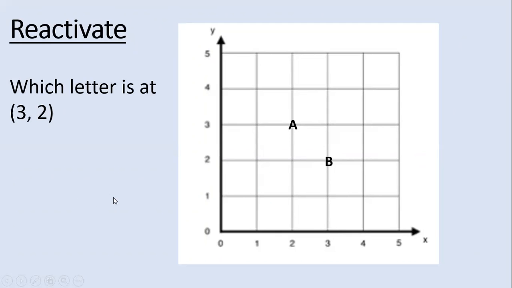Right, so you try the next one on your own. You can pause the video if you want to. Which letter is at 1, 5? Okay, hopefully you remember that key piece of learning there. We move along first, that's 1, and then we move up the next one, which is 5. So at coordinate 1, 5, we have letter A.